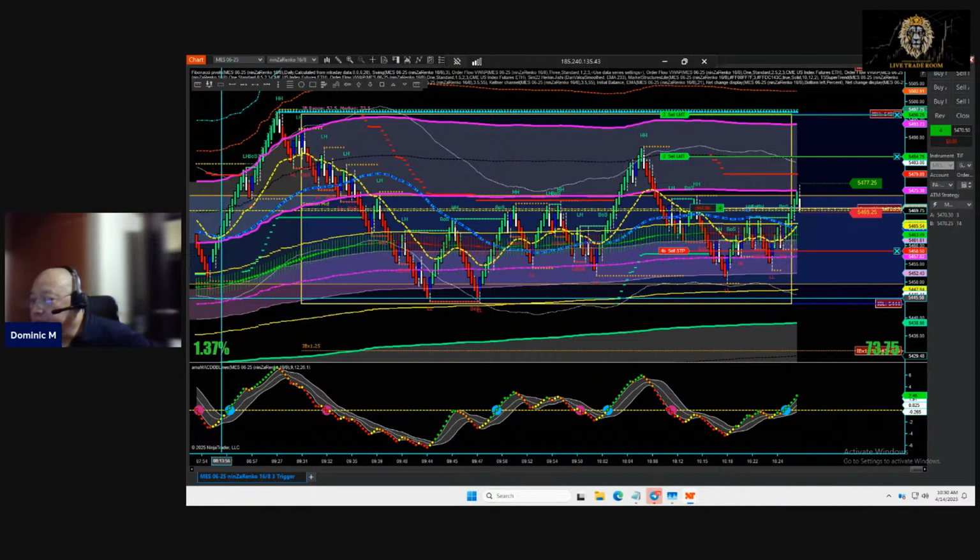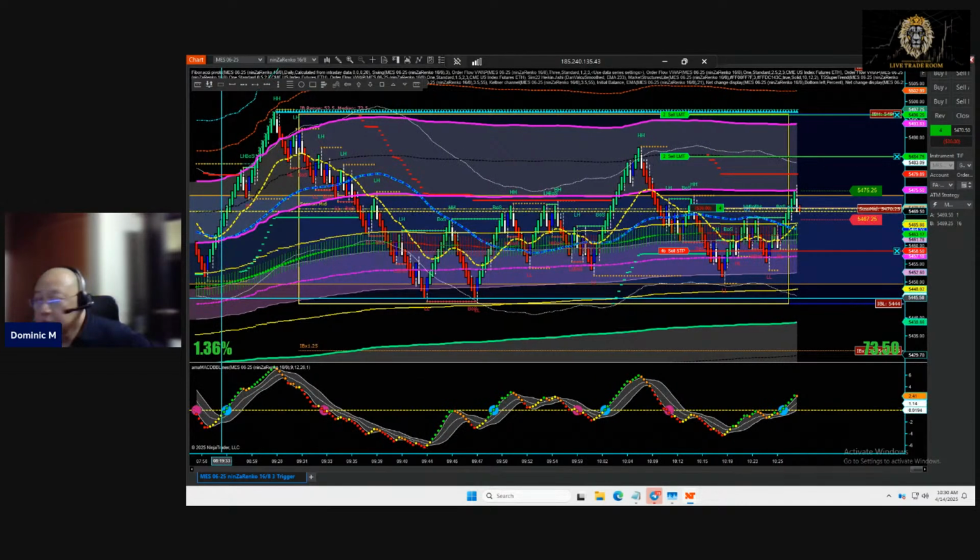So look at it bouncing off the +1 deviation here. Let's see what happens here. We're getting some sellers coming in. Let's see.